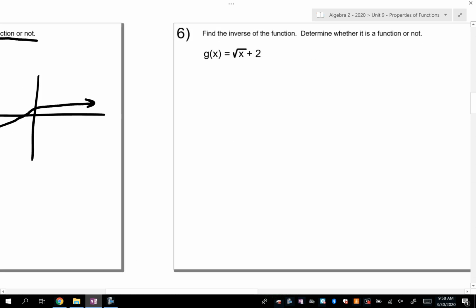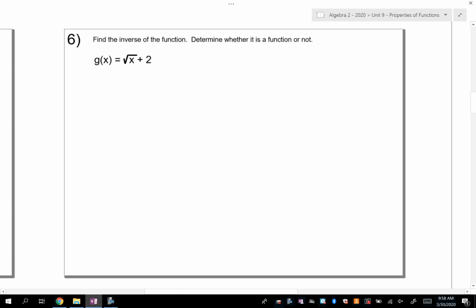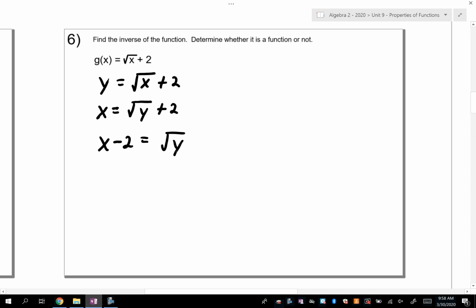Okay, number 6. Number 6 says g of x equals the square root of x plus 2. We want to find the inverse, so replace g of x with y. Then we're going to switch x and y. All right, I'm going to isolate for y, and this time the 2 is not in the radical, so I'm going to move that 2 over with subtraction. And now to get rid of that square root, I'm going to need to square both sides.